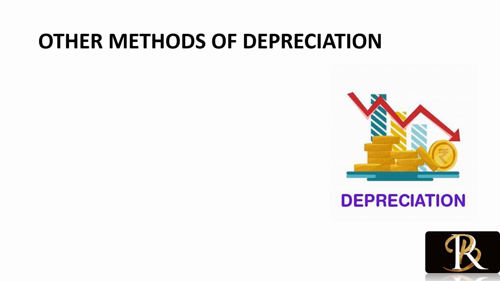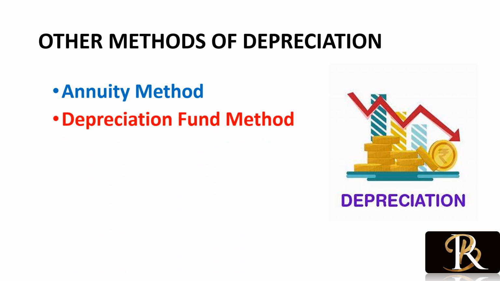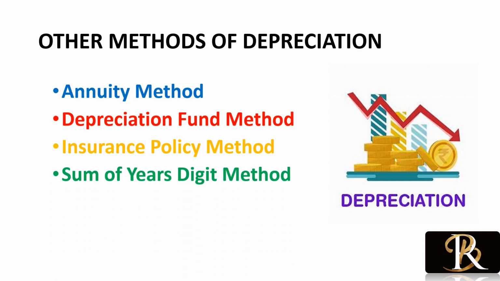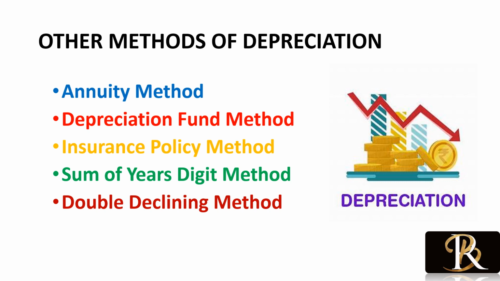The names I have given here are the annuity method, depreciation fund method, insurance policy method, sum of year digit method, double declining method, and many other methods. In today's video, we are going to have a detailed discussion about the first method, and that is the straight line method.